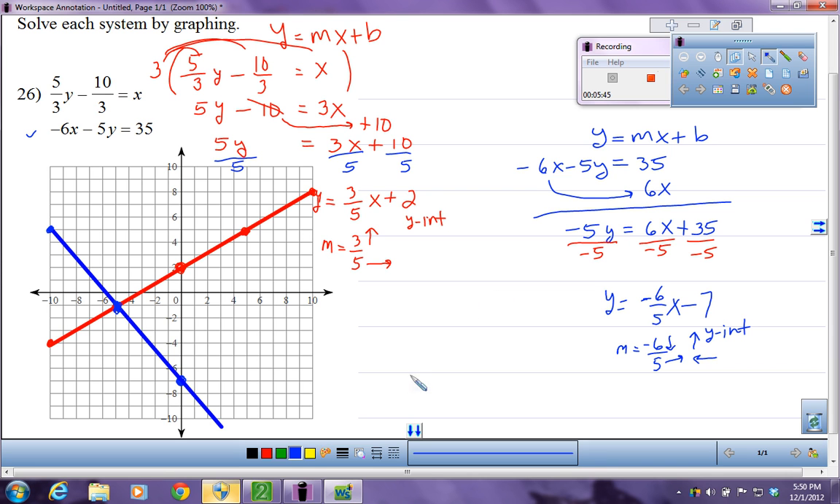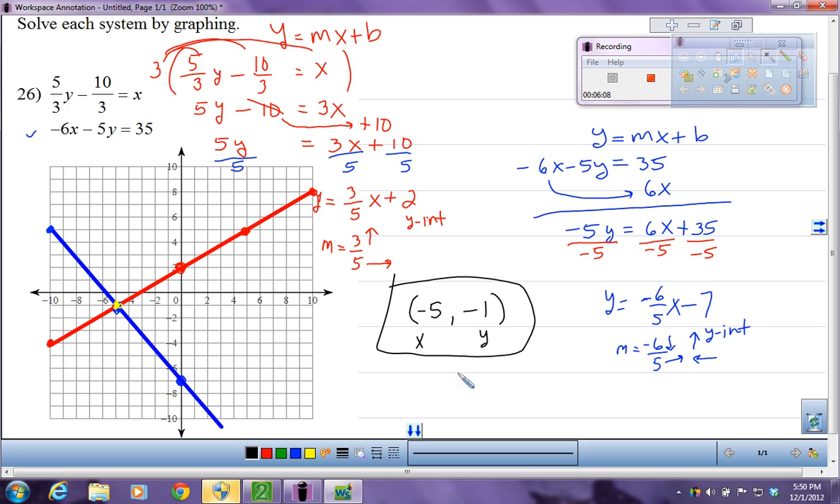Okay, now notice right here, this is where they both intersected. And that happens to be the point -5 and -1. So where our x is -5 and our y is -1. So that's going to be our answer right there. Okay, and that happens to be the point where both of these have true answers. Okay, and they both intersect there.